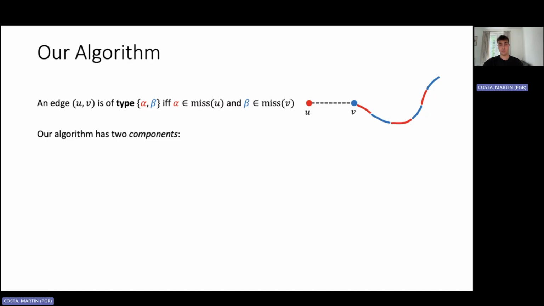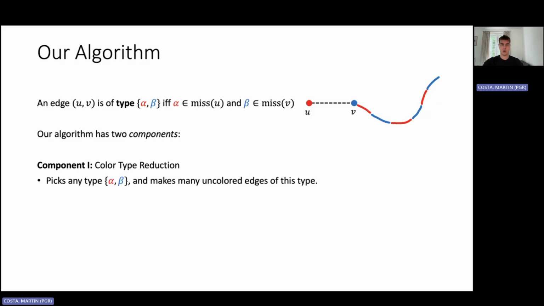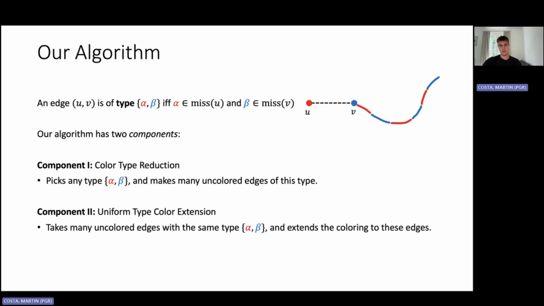So our algorithm has two components. The first component is what we call color type reduction, which picks some arbitrary type alpha-beta and makes many uncolored edges of the same type, okay? So the uncolored edges here will be fixed. They're just a matching of uncolored edges, which we won't touch, but we'll modify the colors of the edges that are already colored in order to change the types of these edges. Okay, so this color type reduction component will modify the coloring so that many edges have the same type. And then the second component, which we call uniform type color extension, takes many uncolored edges that have the same type and extends the coloring to all of these edges efficiently.